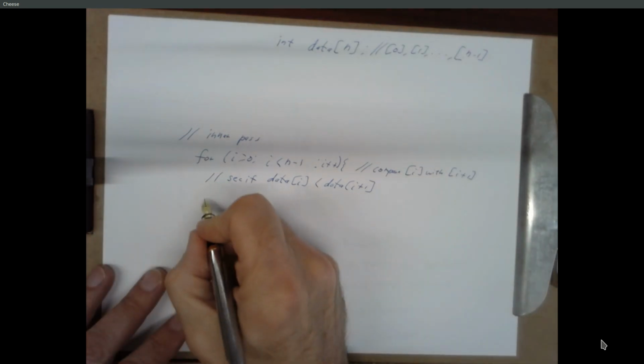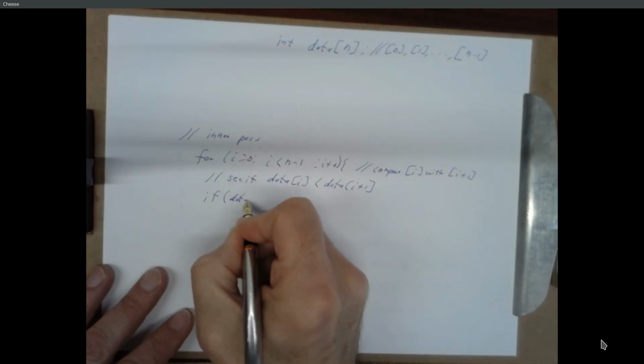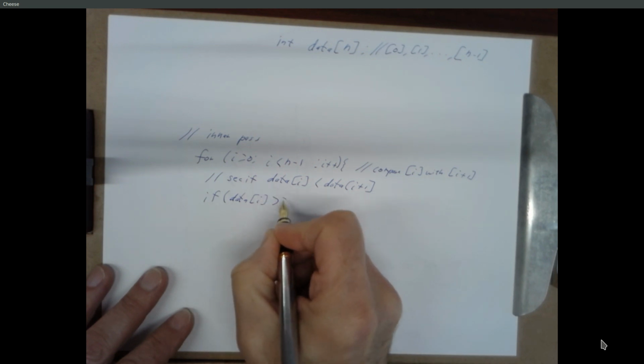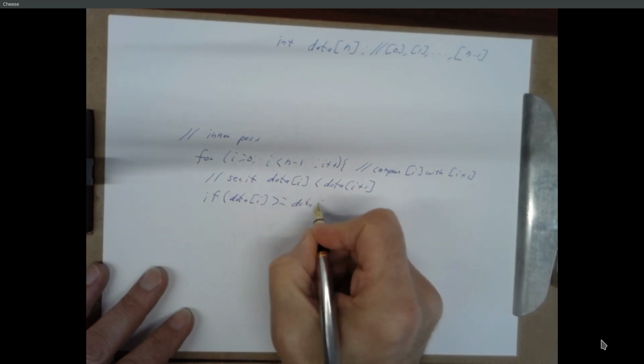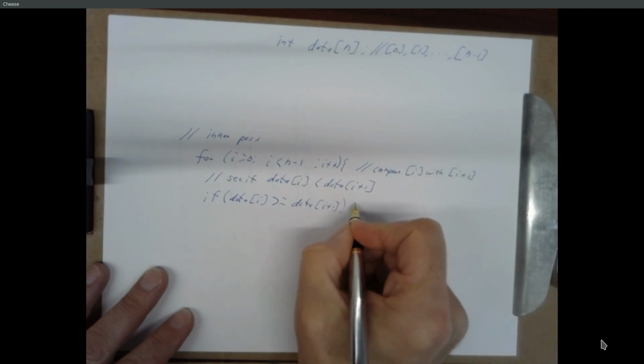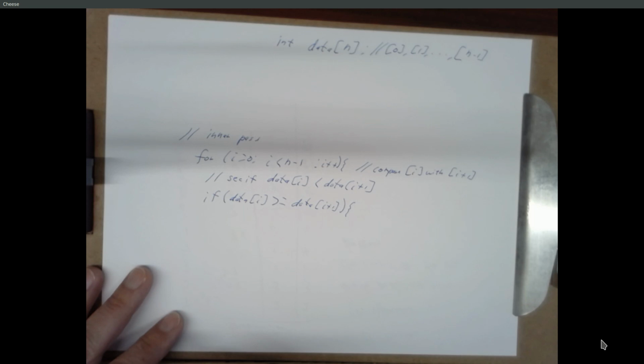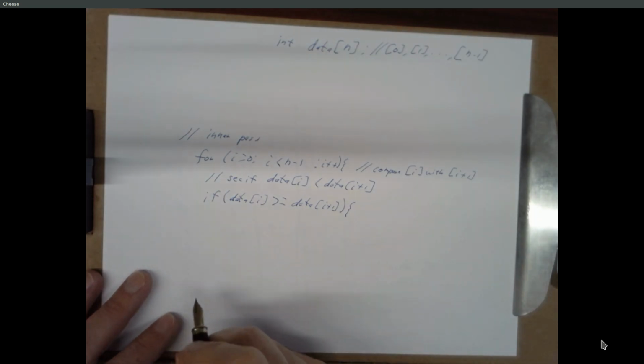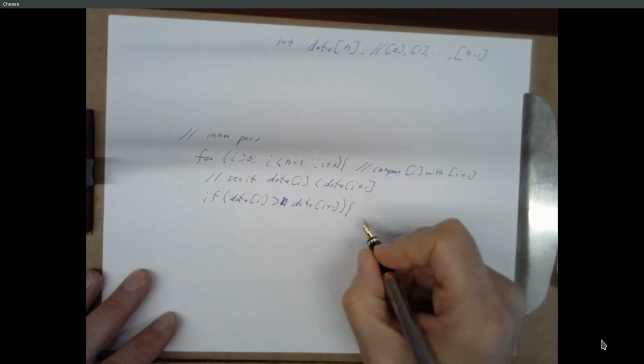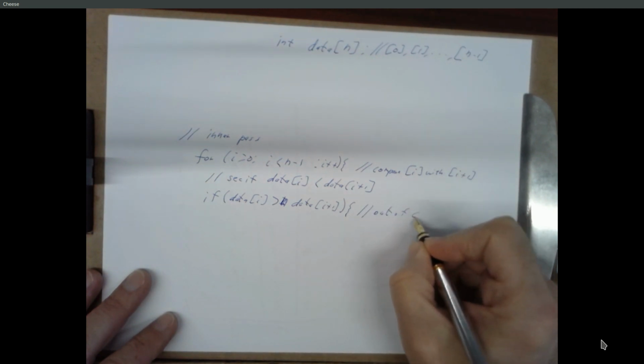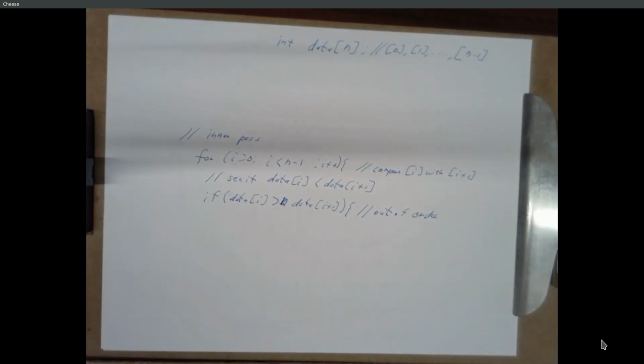Okay, so let's see if data[i] is less than data[i+1]. And if it is, then we don't have to do anything. But if it's not, then we need to swap. So if data[i] is bigger than or equal to, well, we don't really need to swap if the two things are equal, right? Because swapping wouldn't do anything, so we really can just check for greater. So this is out of order. So if data[i] is bigger than data[i+1], we need to swap them.